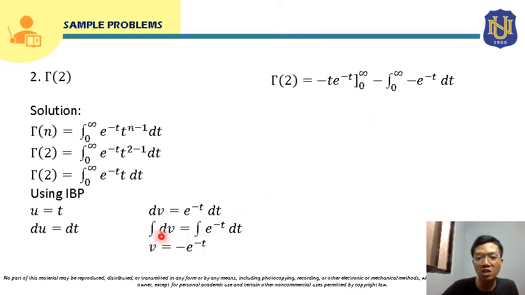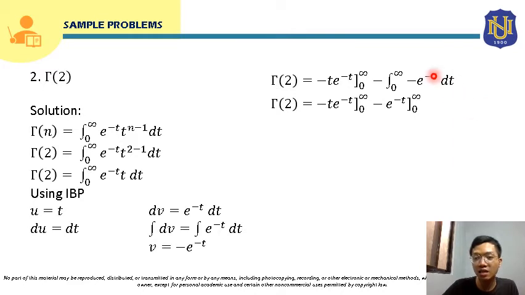So our v here is negative e raised to negative t, and then our du is dt. So we will just put that here. So this is from 0 to infinity. So simplifying this, this will become positive, no? Positive integral of e raised to negative t dt.